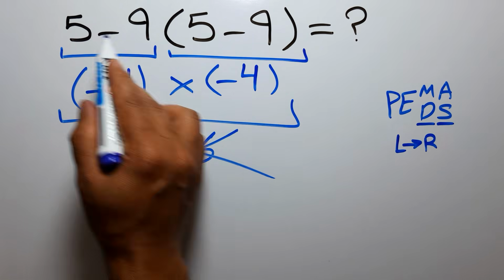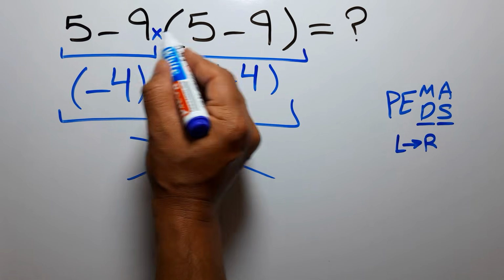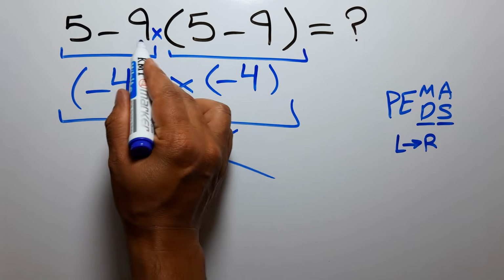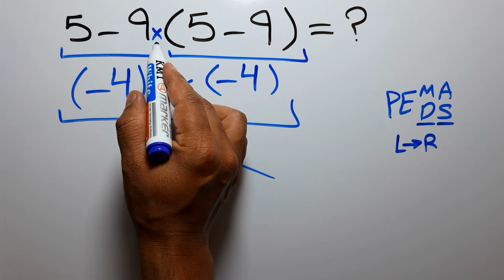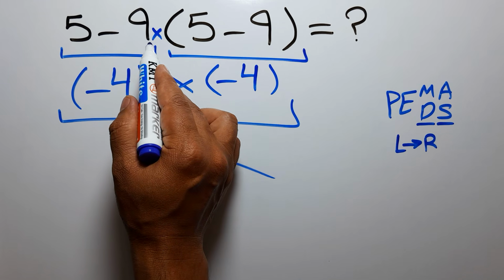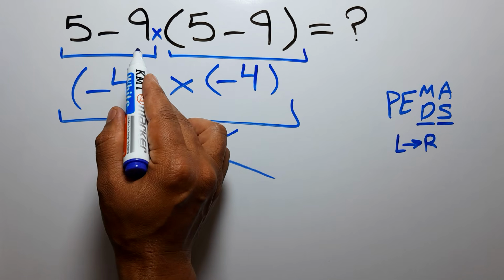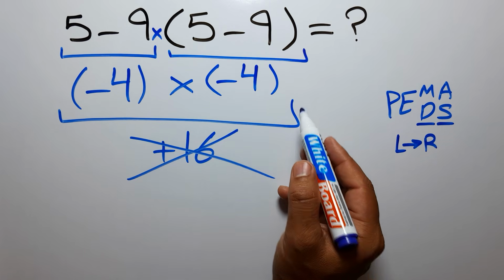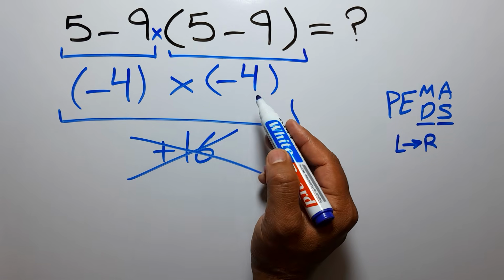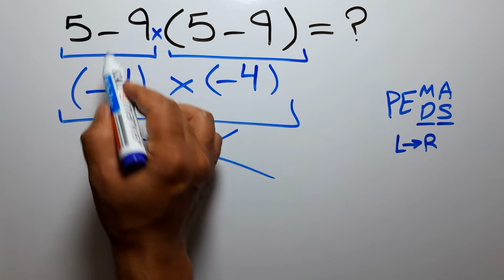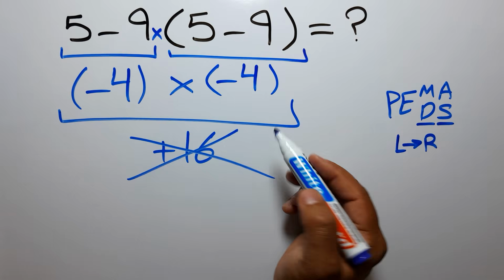In this expression, we have one subtraction, one multiplication, and one parenthesis. Inside this parenthesis, we have one subtraction. Here we have a multiplication because in mathematics, when a number is placed next to parentheses, it means multiplication. And we usually don't write the multiplication sign for brevity. Okay, so according to PEMDAS, first we have to do this parentheses, then this multiplication, and finally this subtraction. If we do this subtraction before this multiplication, it is wrong.